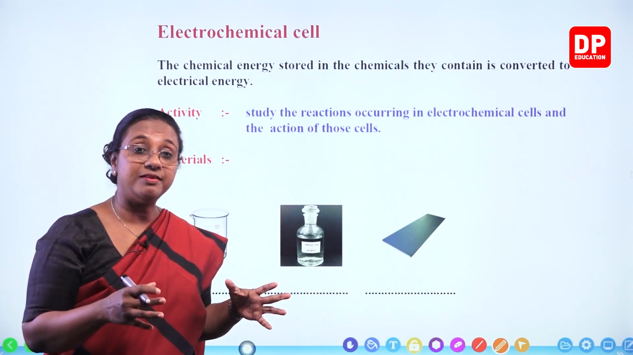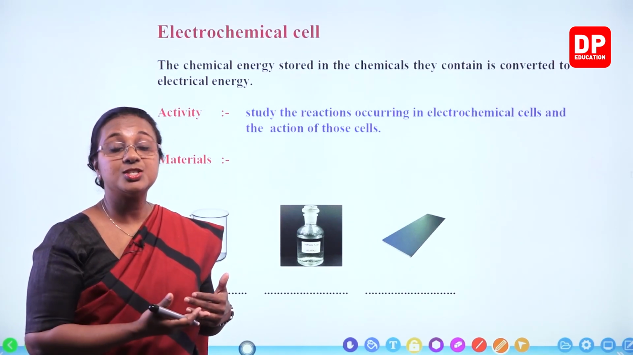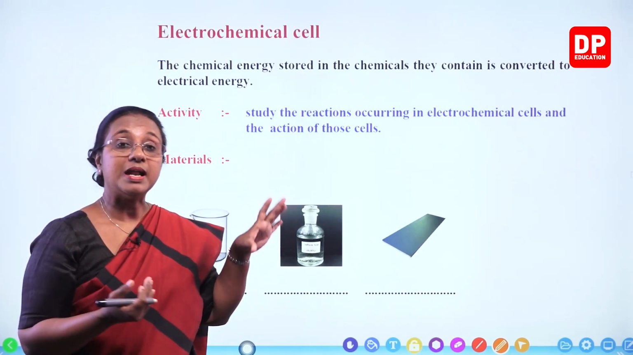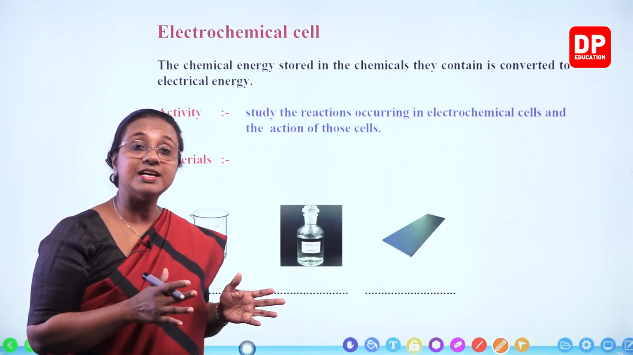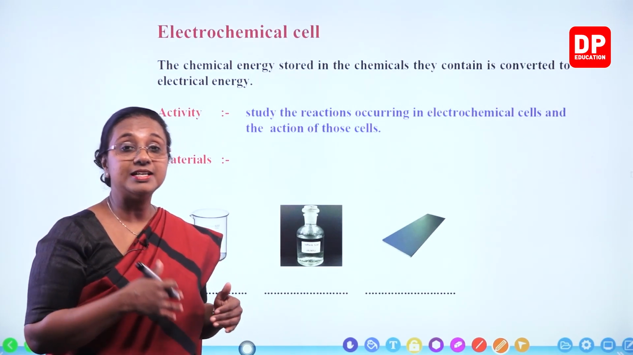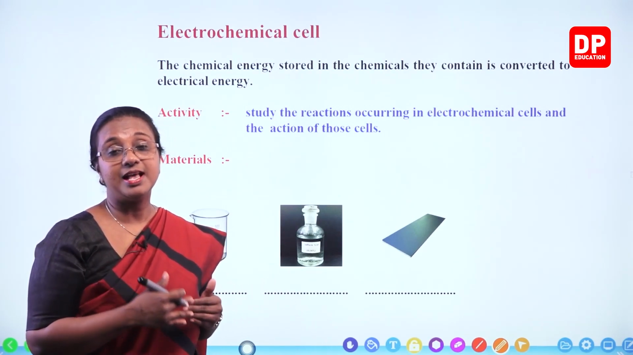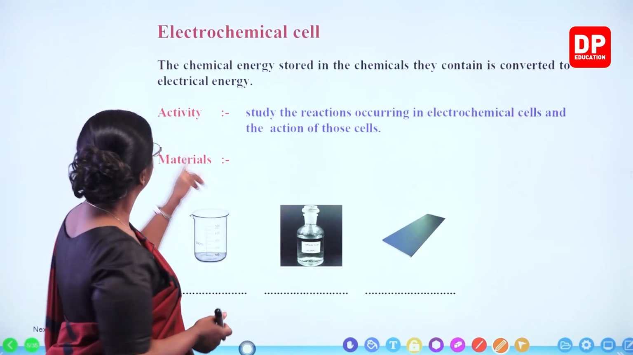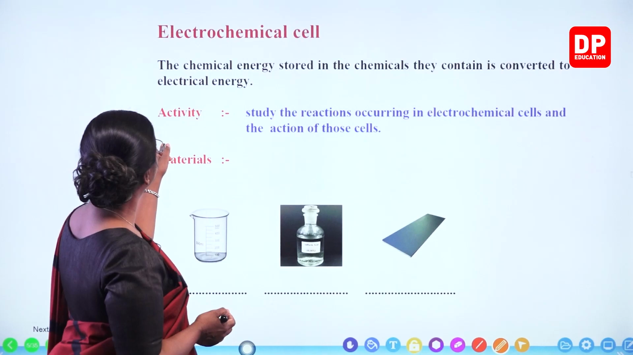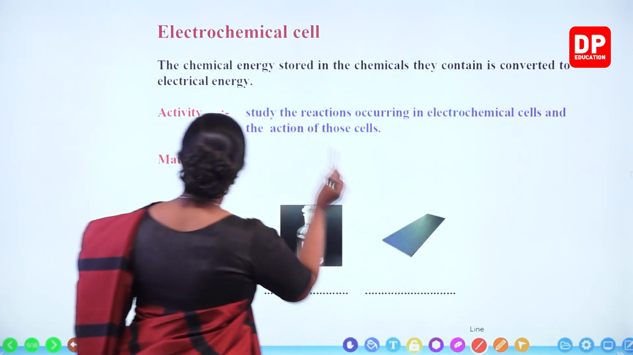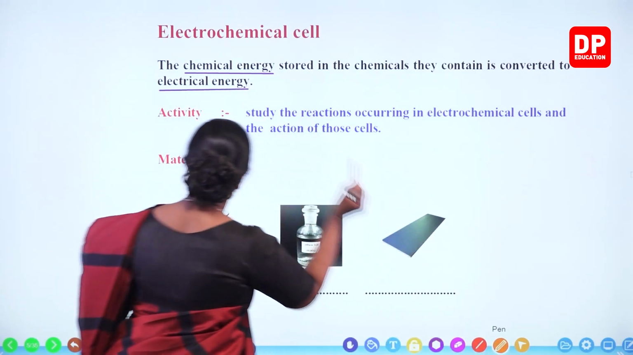Now for us to have a battery, we need to draw out current from the battery. So their electric energy has to be given out. But those are chemicals that give out the electric energy. So there has to be an energy conversion from chemical energy to electric energy. That is what happens in a dry cell or an electrochemical cell. So the chemical energy stored in the chemicals they contain is converted to electrical energy. So here energy conversion is from chemical energy to electrical energy.